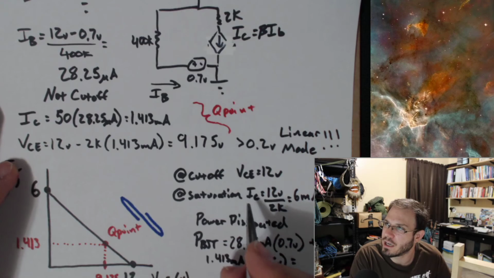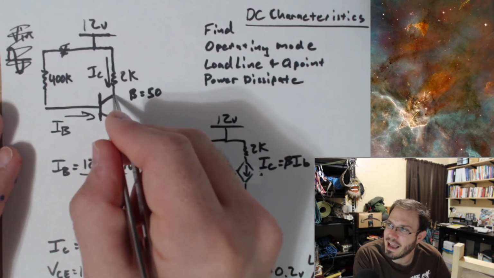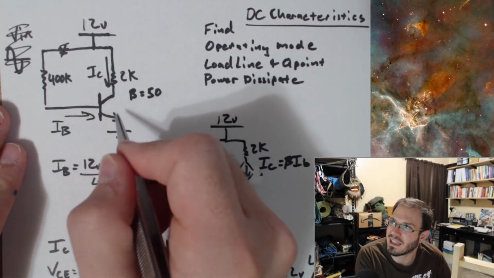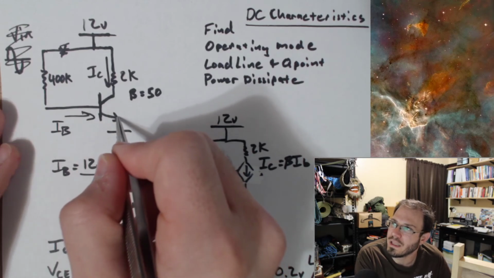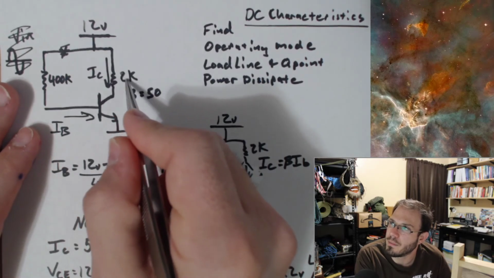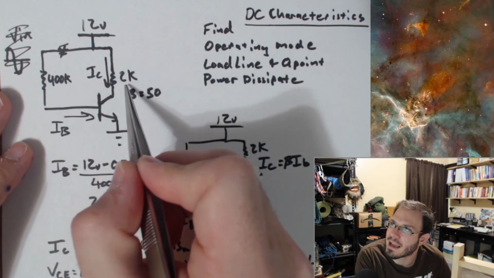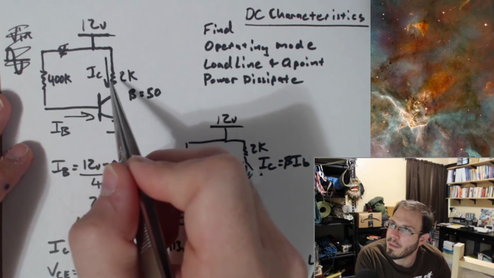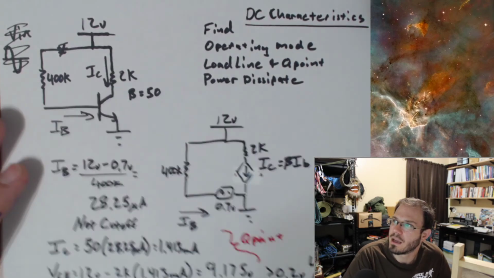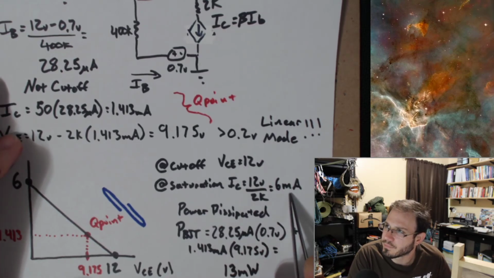At saturation, we're going to go ahead and imagine that this transistor is as saturated as possible, meaning that we have a 0 volt drop between the collector and the emitter. So the only thing limiting the current between the 12 volts and ground is going to be this 2K that's over here. So if we take 12 volts and divide that by 2K, we get the full amount of current that we could possibly get in this circuit through the transistor. So 12 volts divided by 2K gives us 6 milliamps.